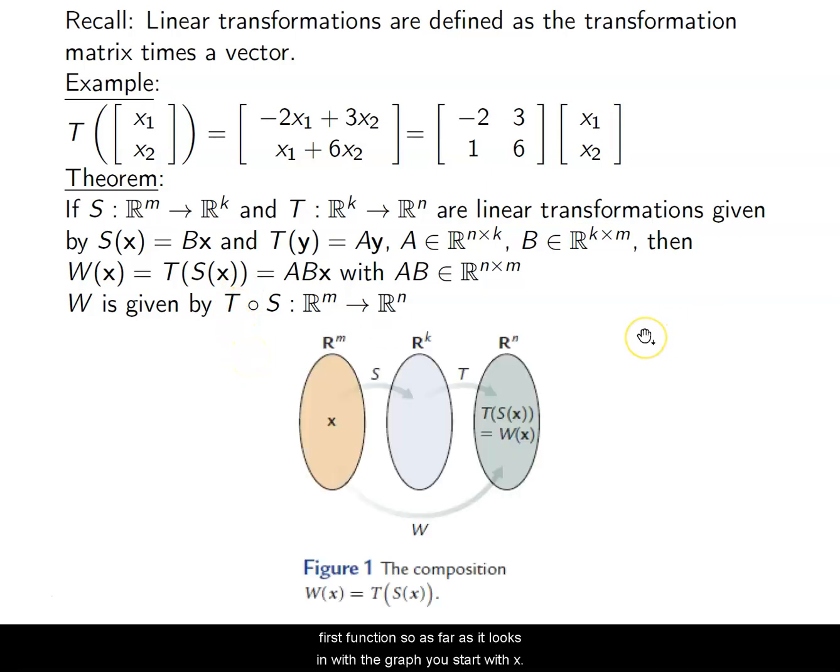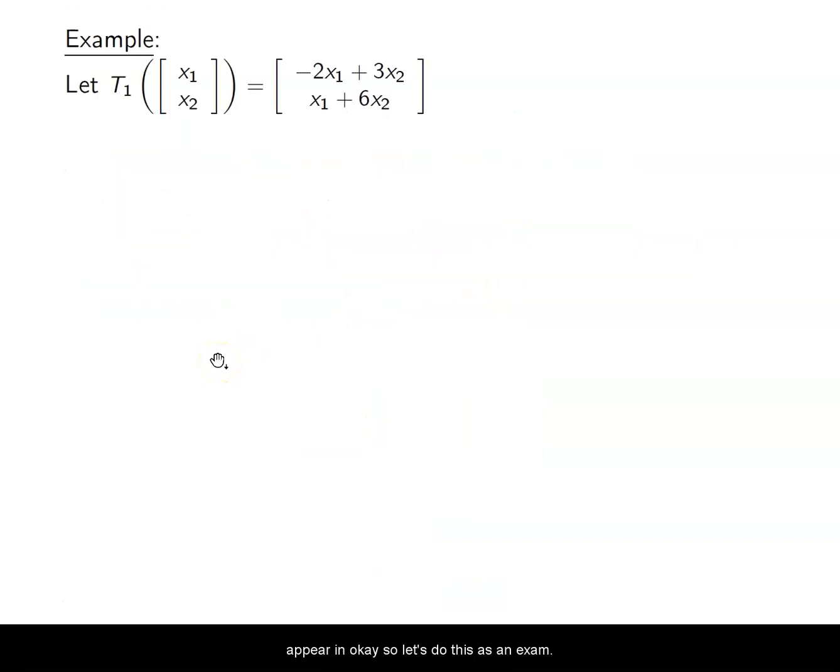As far as it looks with a graph, you start with x, you plug it into your function, or your linear transformation in this case, to get sent to R K, and then you take that result and you plug it into your new transformation to get to your end range. An easier way of doing that is to compose the two functions together and just plug them into one function. I'm sure that when you first saw this, the notation is very confusing. I'm sure it's still confusing, but hopefully it makes sense to you now, the order that it's supposed to appear in. Okay, so let's do this as an example.